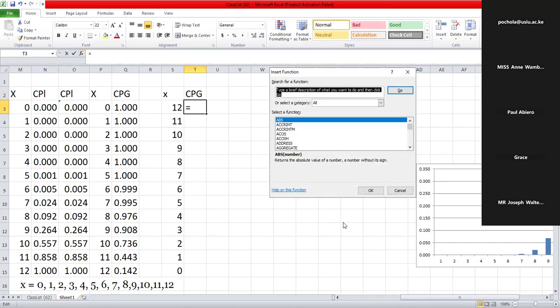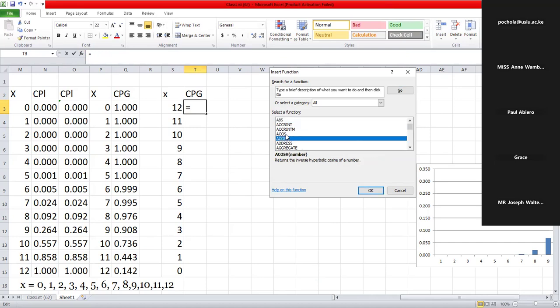I do B, because Excel cannot give you this. Excel does not have this option of at least one. So I do B, BINOM.DIST. That is the one.